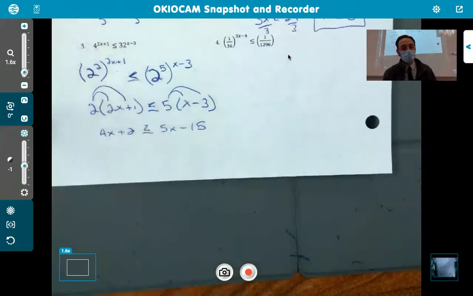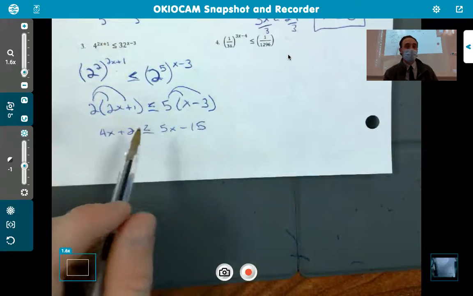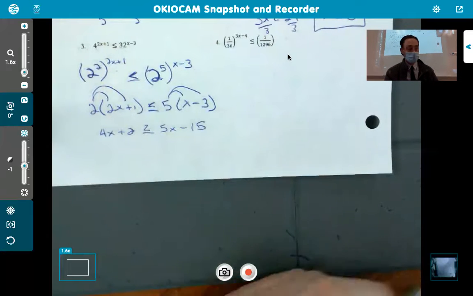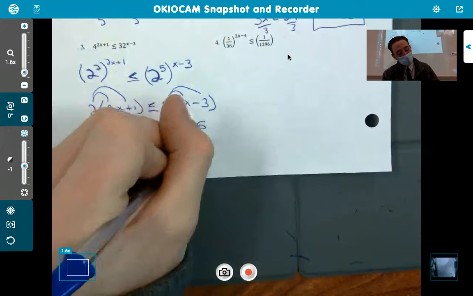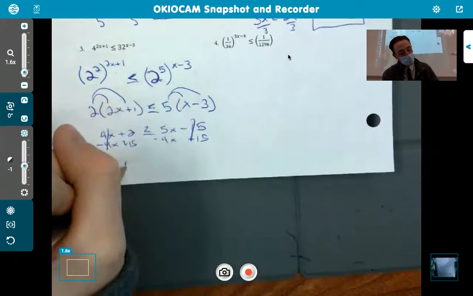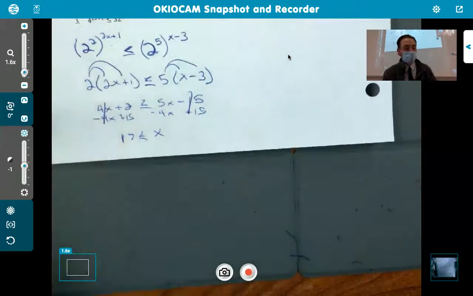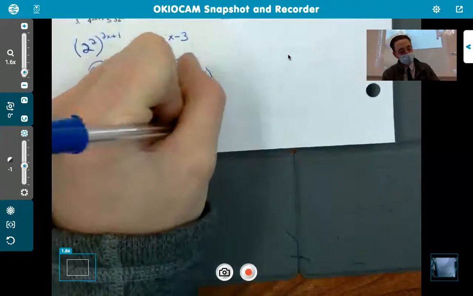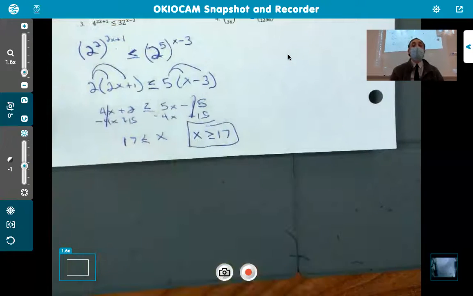What do I do from here? So I have 4x plus 2 is less than or equal to 5x minus 15. What should I do on both sides? Good. Subtract 4x, add 15. So I get 17 is less than or equal to x, or x is greater than or equal to 17. So any value greater than or equal to 17 is going to help me satisfy that inequality.